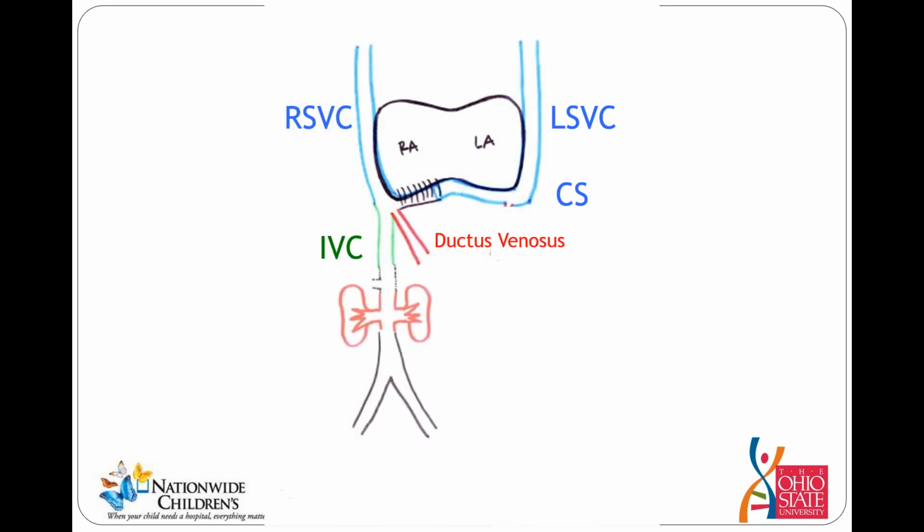So if we label stuff, that's what that looks like. The important thing to know is that the IVC comes from a different embryologic structure to the infrahepatic portion of your venous drainage. And that is important. So that's the supracardinal vein, subcardinal.